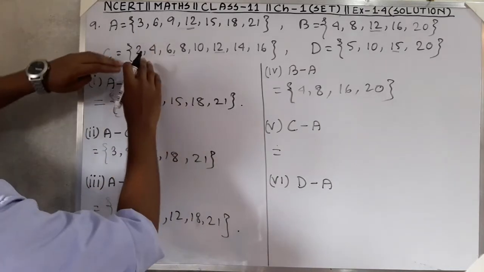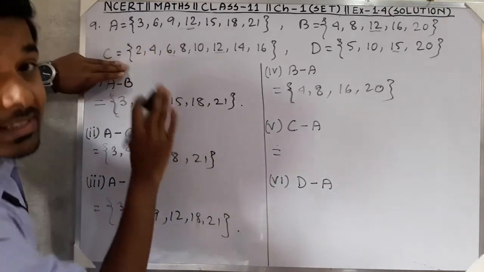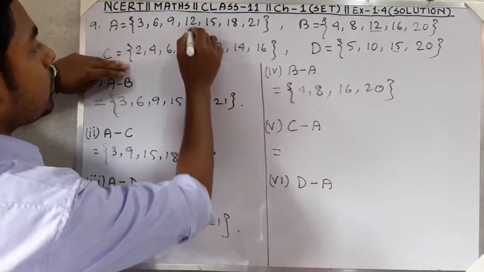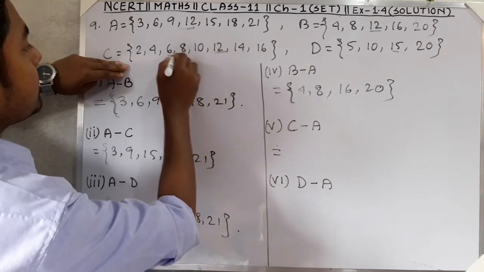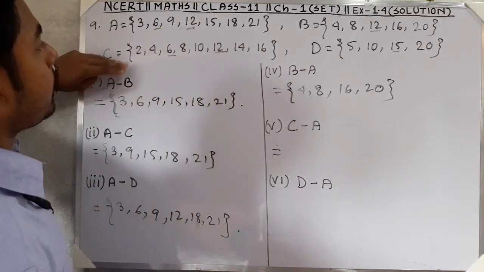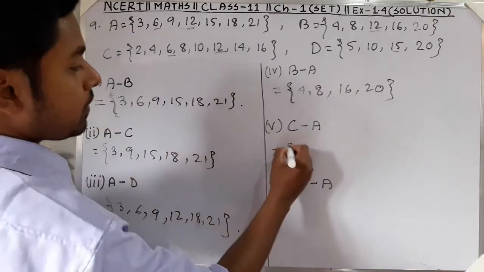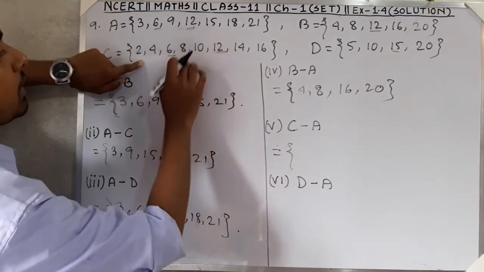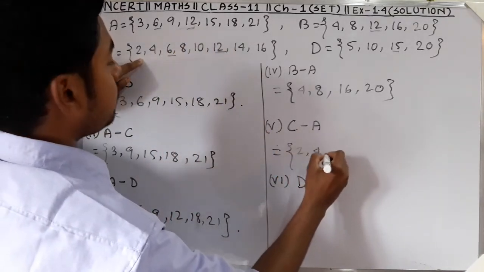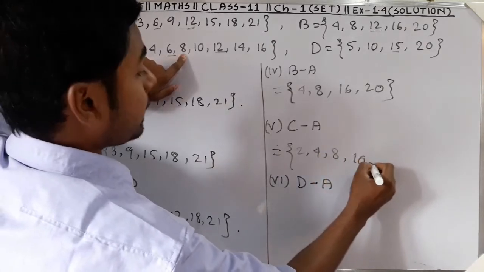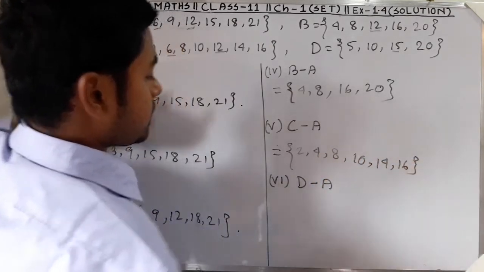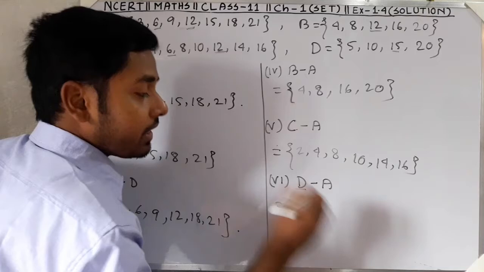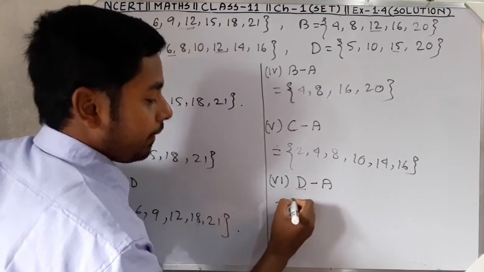C minus A. So all the elements of C except the common elements of A and C. So what are the common elements? 12, okay, 6, okay, then only these are the two common elements. So first of all, C means all the elements of C except common elements of A and C. So 2, 4, 8, 10, 14 and 16.